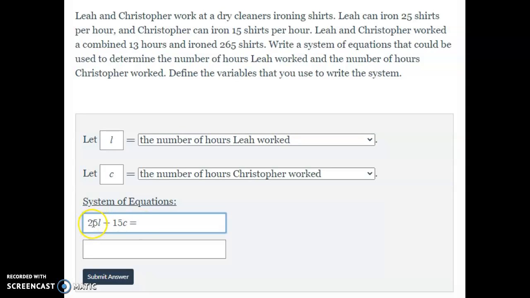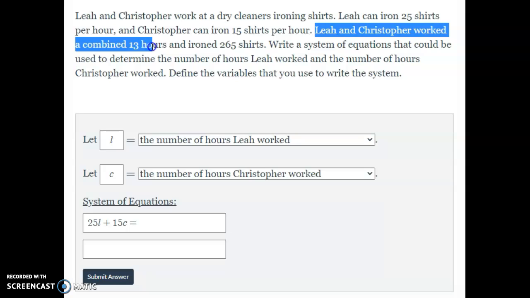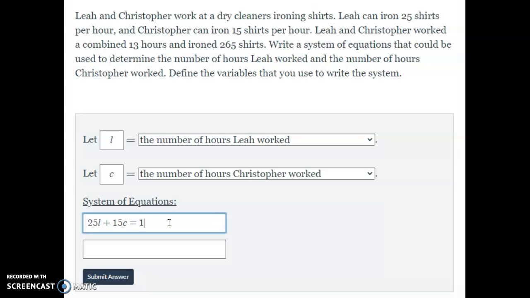Now this one is how many shirts per hour they can do. So if Leah did 1 hour and Chris did 1 hour, that would be 40 shirts. So I know that this total is going to be how many shirts they did. When I look here, it gives me two numbers. It says they combine 13 hours and iron 265 shirts. So I have to make a decision. Is this going to be equal to 13 or is it going to be equal to 265? I make that determination based off of what this represents. This is how many shirts they can do, so I'm going to say that's equal to 265.